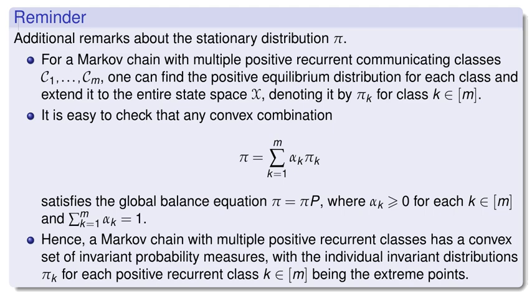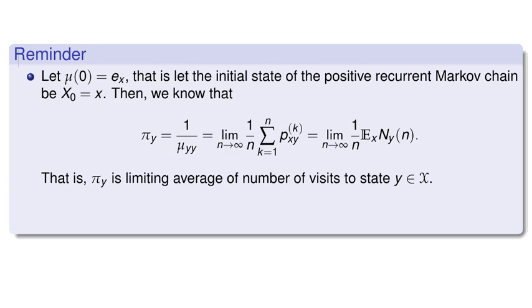Consequently, a Markov chain with multiple positive recurrent classes possesses a convex set of invariant probability measures. The individual invariant distributions pi k corresponding to each positive recurrent class k form the extreme points of this convex set. Let's consider a couple more reminders. Suppose we start our positive recurrent Markov chain at a specific state. So mu of 0 is delta x, meaning the initial state X naught is x.